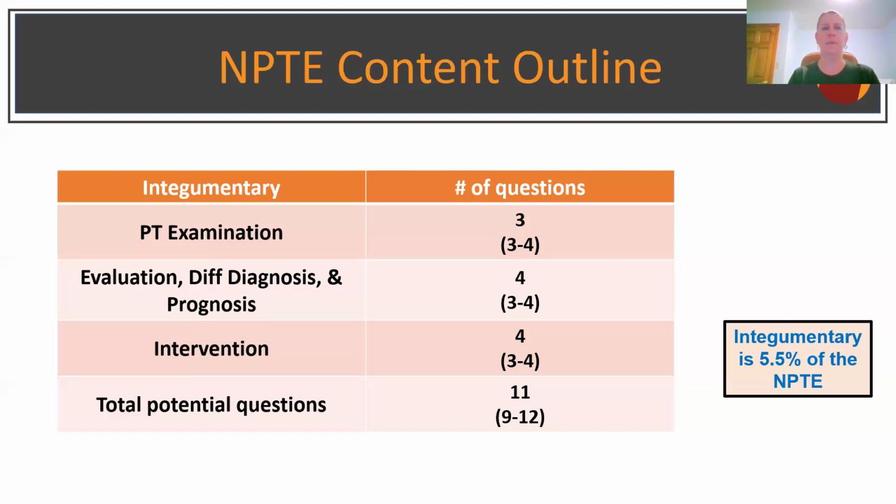Okay, here we go. As far as integumentary on the exam is about 5.5% of your licensure exam. So not huge, but if you've talked to people, you know that some people fail by a very small amount on the NPTE or pass by a very small amount. So we do encourage that you get through all the content so that you can get as many questions right as you can, right? On the NPTE, you're going to have about 3 or 4 questions on integumentary examination, about 3 to 4 on differential diagnosis, about 3 to 4 on interventions. You're going to have about 12 questions on integumentary.